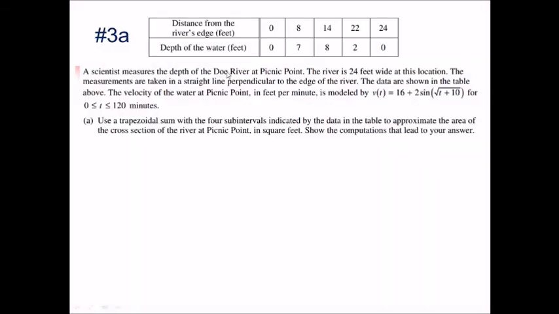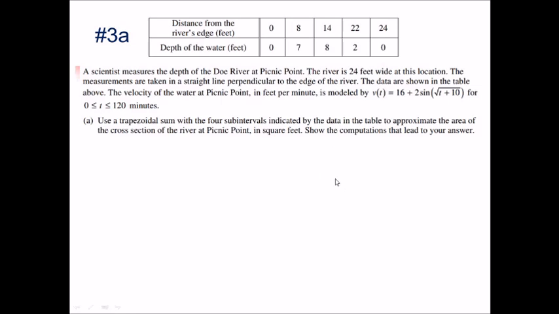For this problem, we have a scientist measuring the depth of Doe River at Picnic Point. River's 24 feet wide at this location, and measurements are taken in a straight line perpendicular to the edge of the river. The data are shown in the table above. Did I just say data? Yep, I did. Anyway, let me give you a picture of what's going on here.